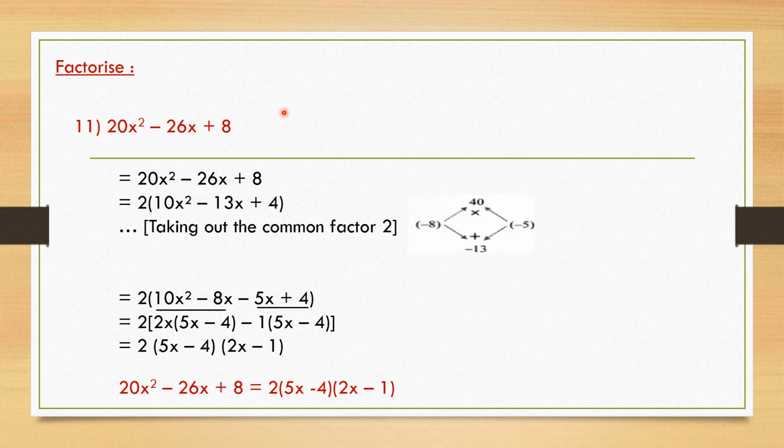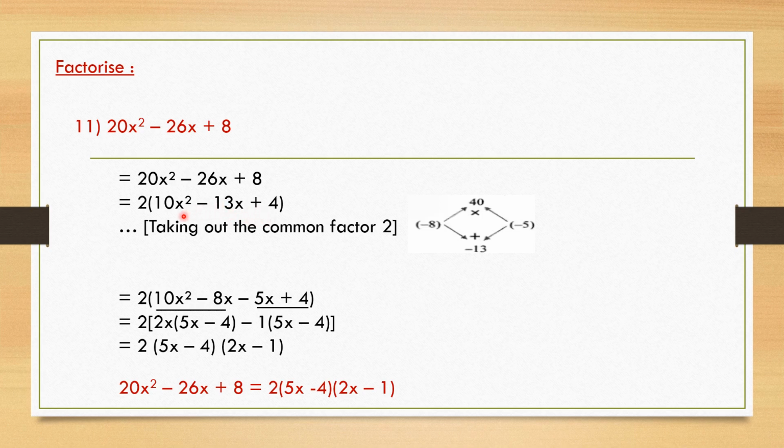11th sum. So here it is 20x squared minus 26x plus 8. So in this sum, it will be easier if we take 2 common outside. So we have taken the factor 2 common outside, and inside the bracket you will be left with 10x squared minus 13x plus 4.